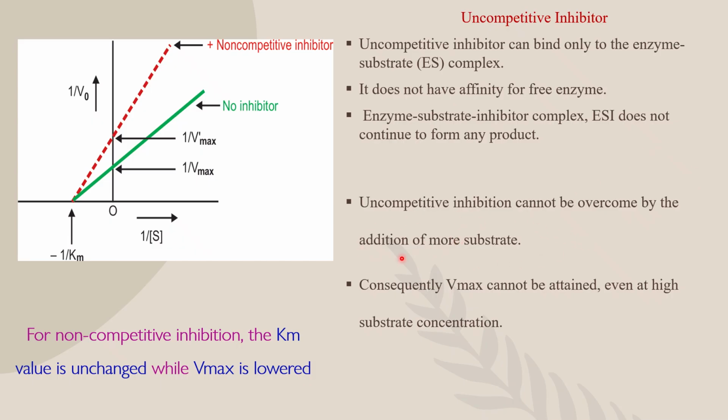So consequently, what changes will we observe in the double reciprocal graph? The Vmax cannot be attained, even at higher substrate concentration. So this is for non-competitive inhibition, which I have already discussed. Here the Km value is unchanged while the Vmax is reduced. The Vmax is lowered in case of a non-competitive inhibitor; I forgot to discuss this.